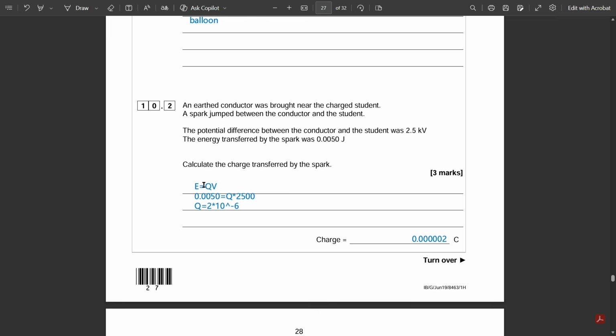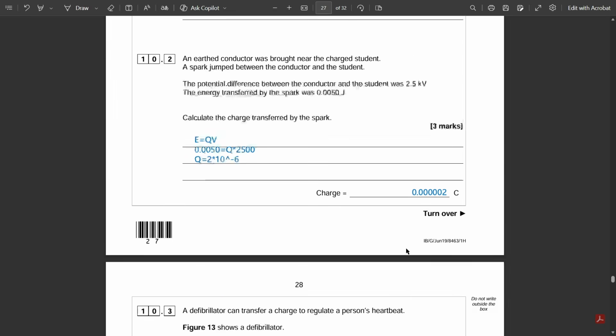Once again, on the formula sheet, energy equals charge times voltage. 0.005 divided by 2,500 equals the charge. So the charge is 2 times 10 to the power of minus 6. It doesn't ask for it in standard form, so I gave the answer in standard form here, then just did a bunch of zeros because I felt like it.